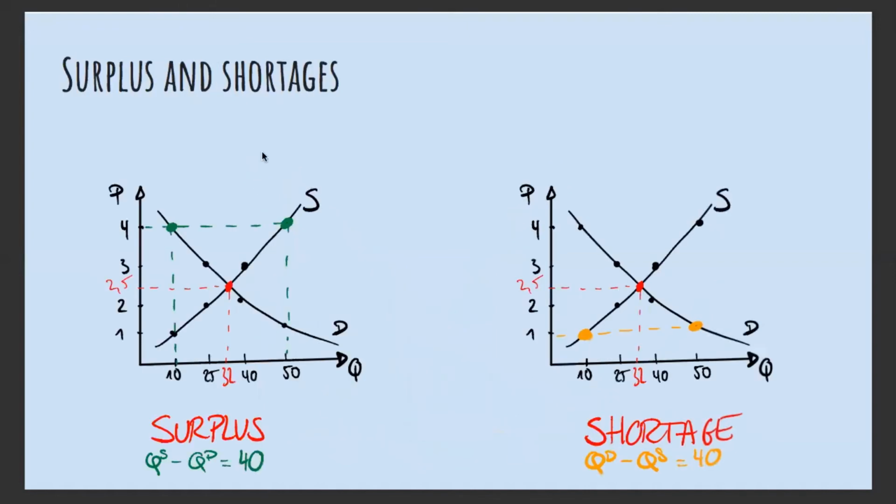But what happens if the price is too high or too low? Let's first look at when the price is too high. So for example, the price is 4 here. We have what we call a surplus. What is happening is that the producers are producing or supplying too much of the good, and the consumers are not buying that much. So basically, when the price is 4, the consumers are only buying 10, and the suppliers, the producers, are supplying 50. So we have a surplus, which is equal to the quantity supplied minus the quantity demanded, which is 40.